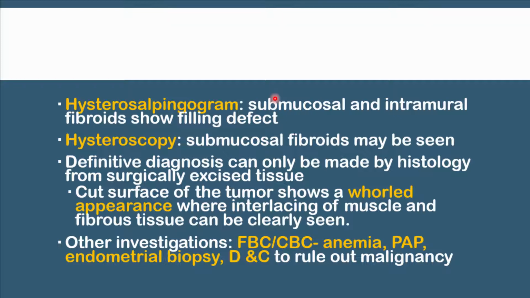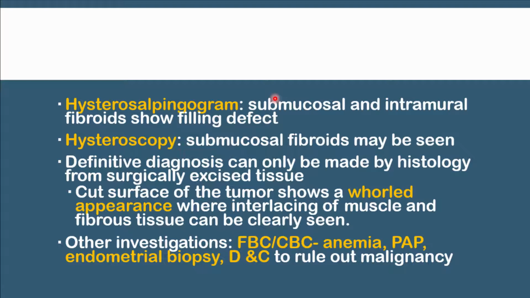So when you actually excise the fibroids and take them to the lab and they are seen under the microscope, it's confirmed that there are no malignant features. And usually when you examine this tumor on gross examination, you get this whorled appearance where there's going to be interlacing of the muscles as well as the fibrous tissue, and I'll show you a picture in the next slide.